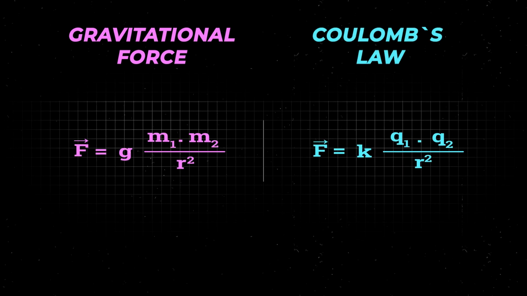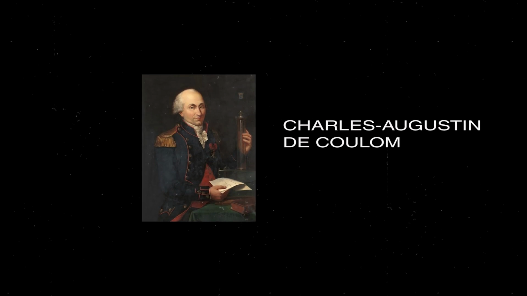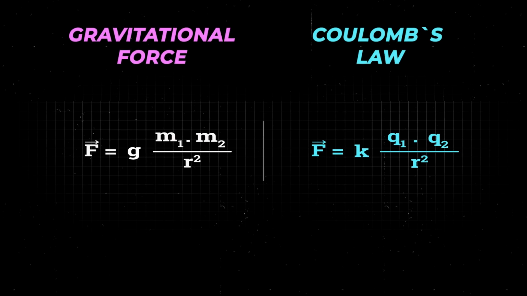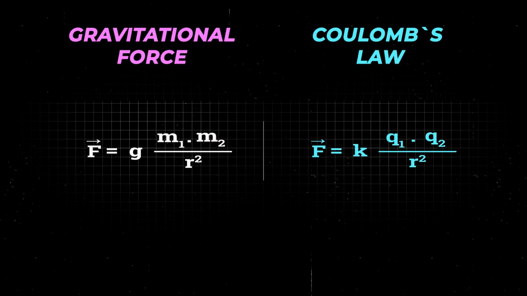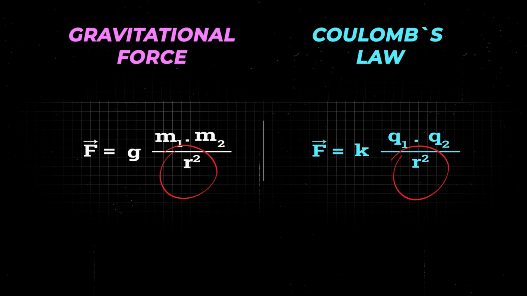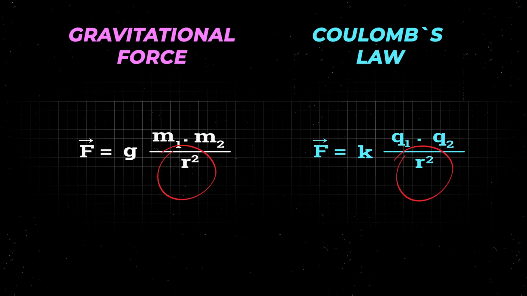This equation is also called Coulomb's law, because it was first published by the physicist Charles-Augustin de Coulomb at the end of the 18th century. And if you look at the equation, you'll notice that it has properties very similar to those of the universal law of gravitation. The first of these is that it also decreases with the square of the distance between the charges. So it has a range of action similar to gravity.